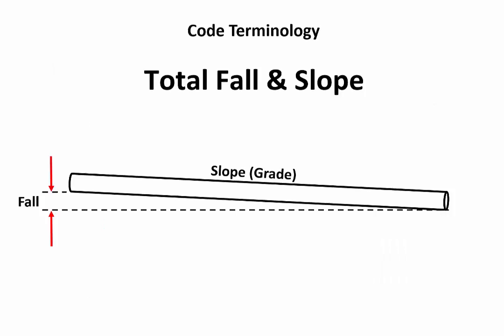The code specifies slope on piping in terms of ratio. The ratio stated is a comparison of a pipe's fall over its length, or rise versus run. For example, a pipe installed at 1 in 50 would fall 1 inch in every 50 inches, or 1 meter in every 50 meters, etc.